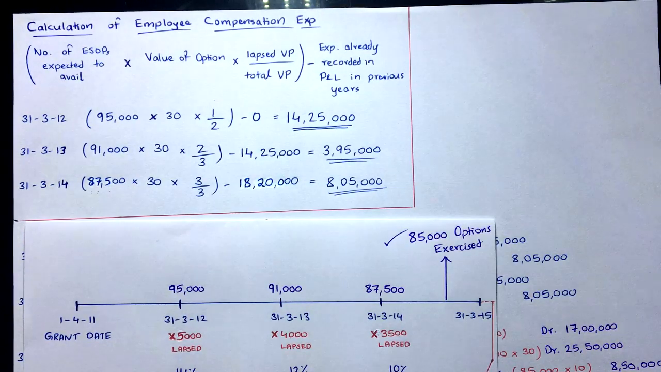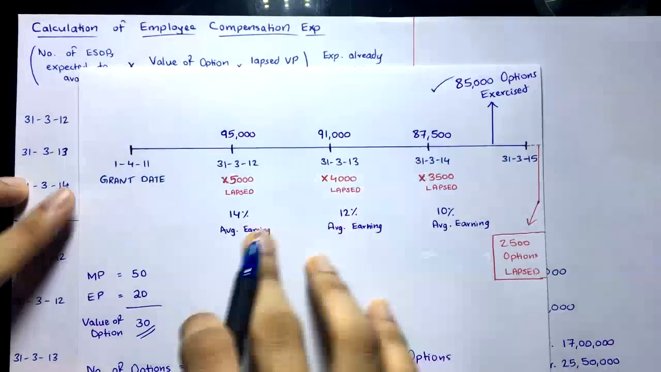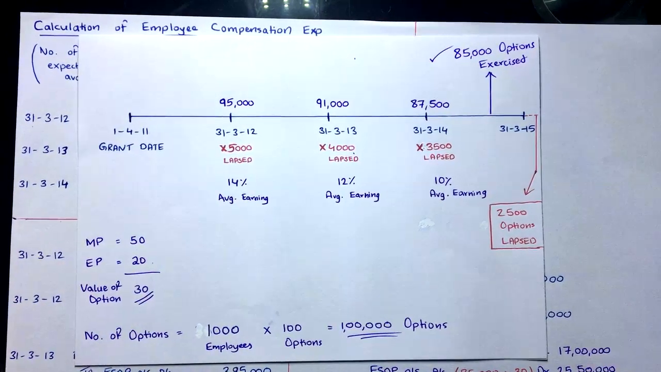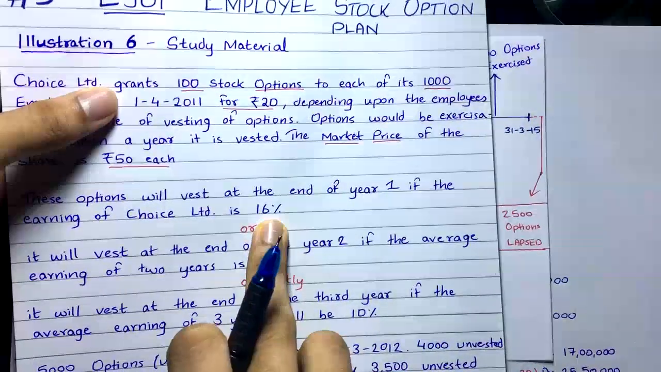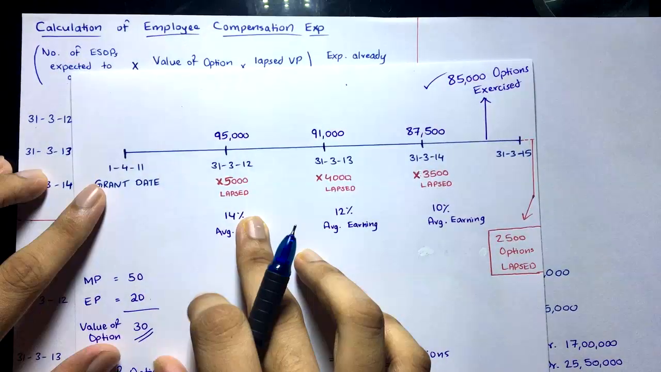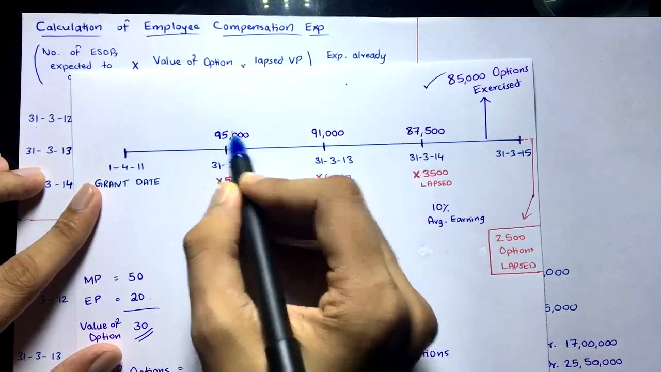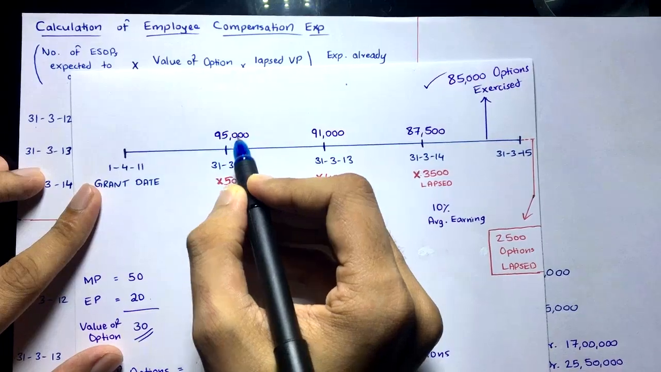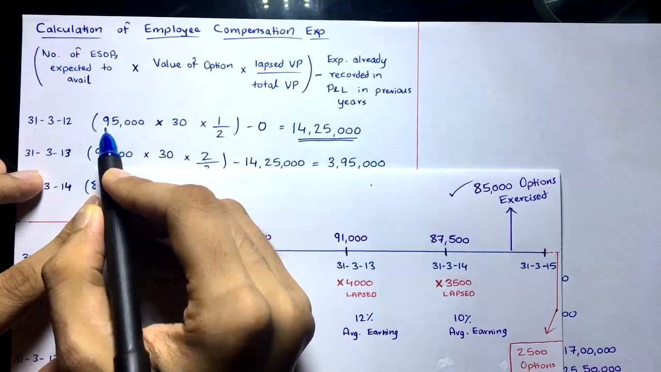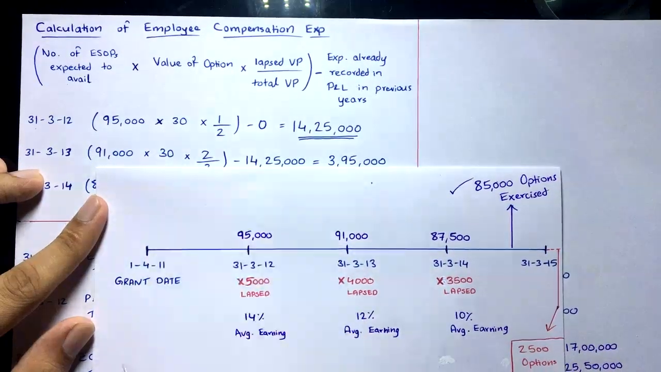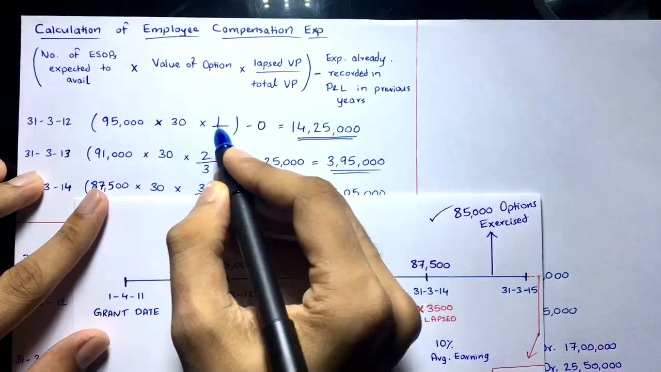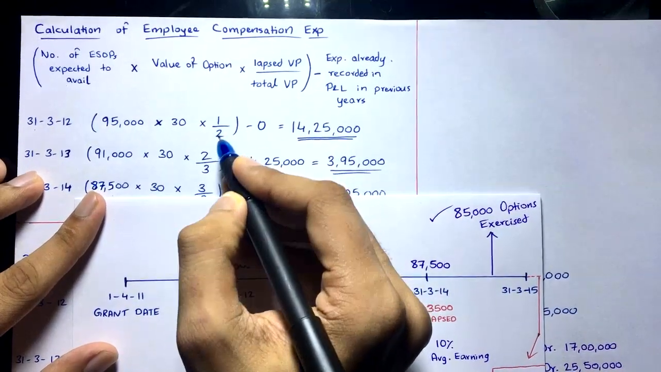So let's start. See here, the first year what we come to know, the earning is 14%. Yeah, we have not achieved the target, isn't it? The target was 16%. So of course the vesting period is more than 1 year. And we also know that the number of ESOPs, the option expected to be exercised in future, is 95,000 because 5,000 were lapsed. So we can safely take 95,000 over here. So 95,000 into value of option, that's what we take, right? Value of option is 30. So into 30 into the lapsed vesting period divided by the total vesting period.